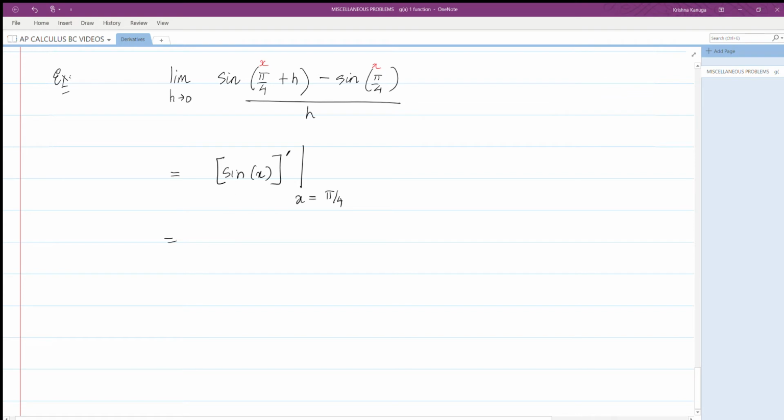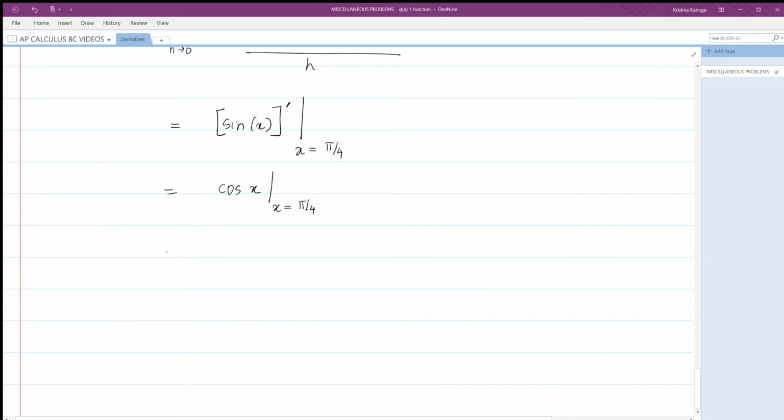So let's go ahead and do this. The derivative of sine x is cosine of x, and now we are going to evaluate this at x equal to pi over 4. So this gives us cosine of pi over 4, which is equal to 1 divided by square root 2. Some of you also like to remember this as square root 2 over 2. They're both identical. Nothing wrong with writing it in either form.